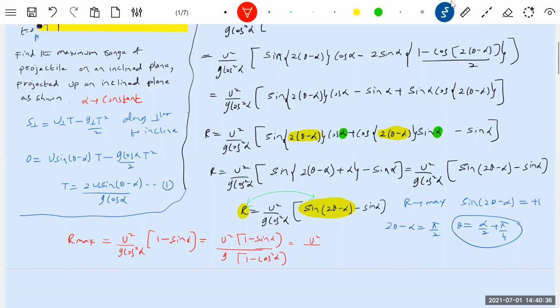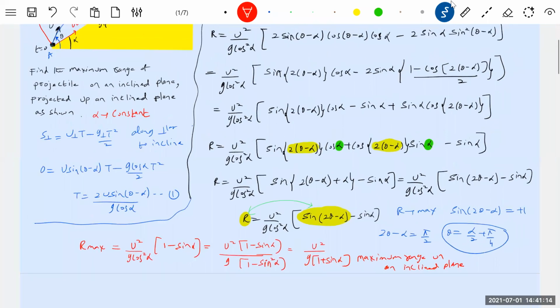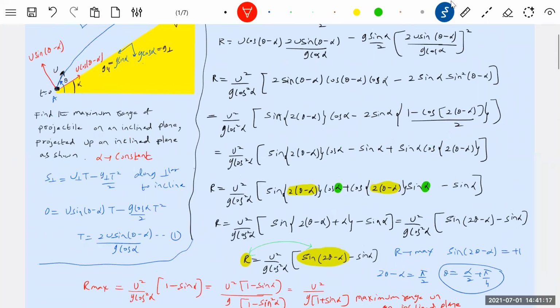One minus sin alpha, one minus cos alpha, I can write it as one minus cos alpha plus one plus cos alpha. Sir, one minus sine square alpha. Okay, this one. Sine square alpha. This will become u square by g. Okay, this is the maximum range. Maximum range on an inclined plane. I think I can show complete.